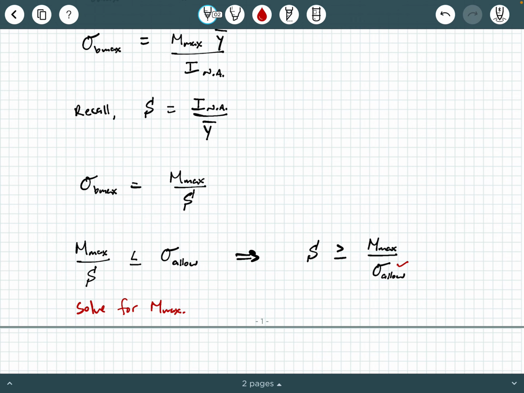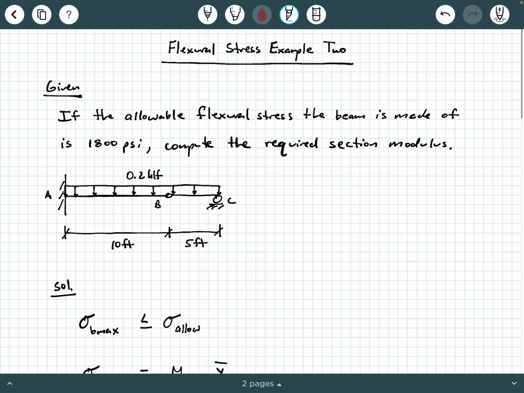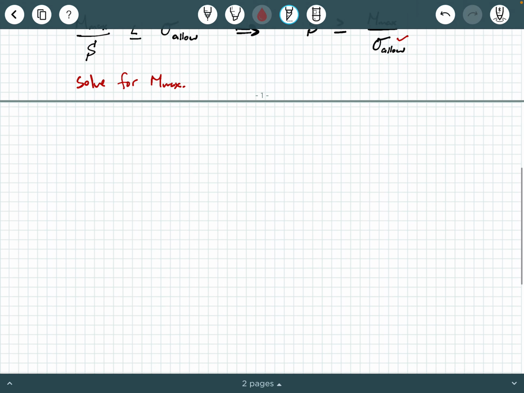Now, in this particular problem, the easiest way to solve for M max is to draw the moment diagram of this system. And of course, to do that first, we need to solve for external reactions and draw the shear diagram. So really, when you look at this problem, it is a mechanics of materials problem, but the vast majority of what we're going to do in this problem is really just statics, okay? So let's go ahead and get rolling on solving for M max.